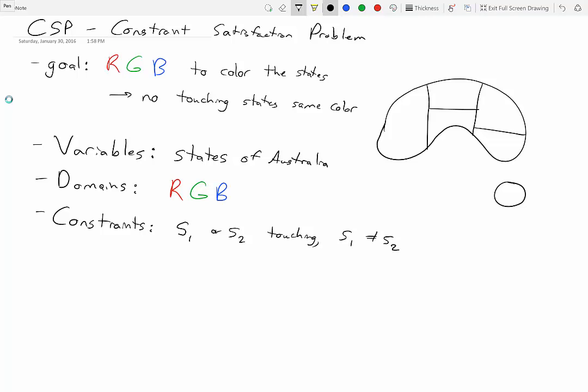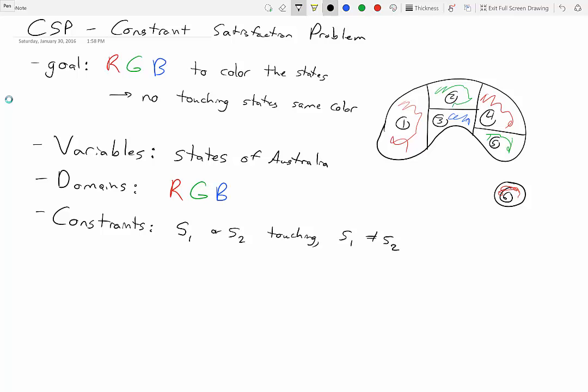So let's run through an example of what a solution to this problem would be. So 1, 2, 3, 4, 5, and 6. These are our states. An example solution would be I color 1 red, I color 2 green, I color 3 blue, I color 4 red, I color 5 green, and 6 I could color red.